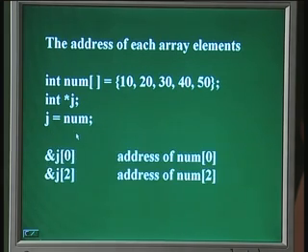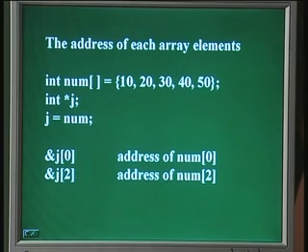Now I can read off j of 0 as the address of num 0, j of 1 as the address of num 1, j of 2 as the address of num 2, etc. That's the only way I can get the address of an array element. You need a pointer pointing to the base address, and then you increment it, so that way you can read off the address of each of the array elements.